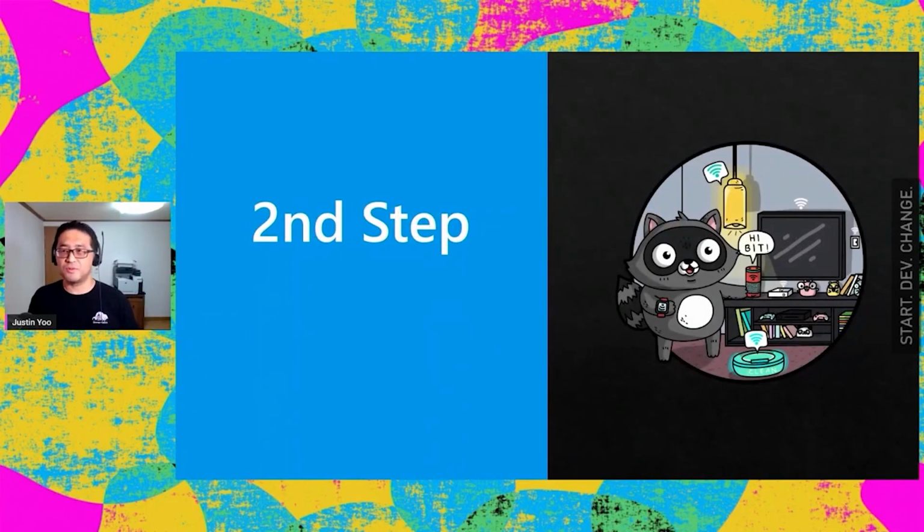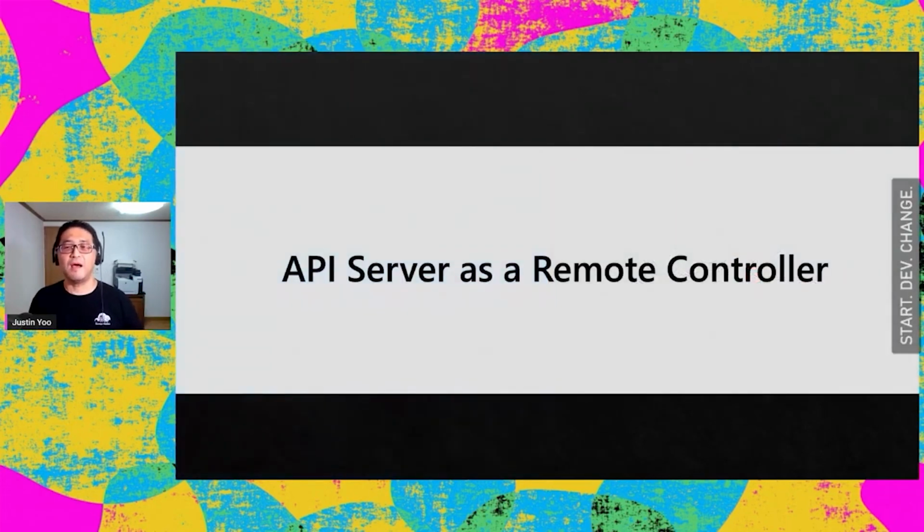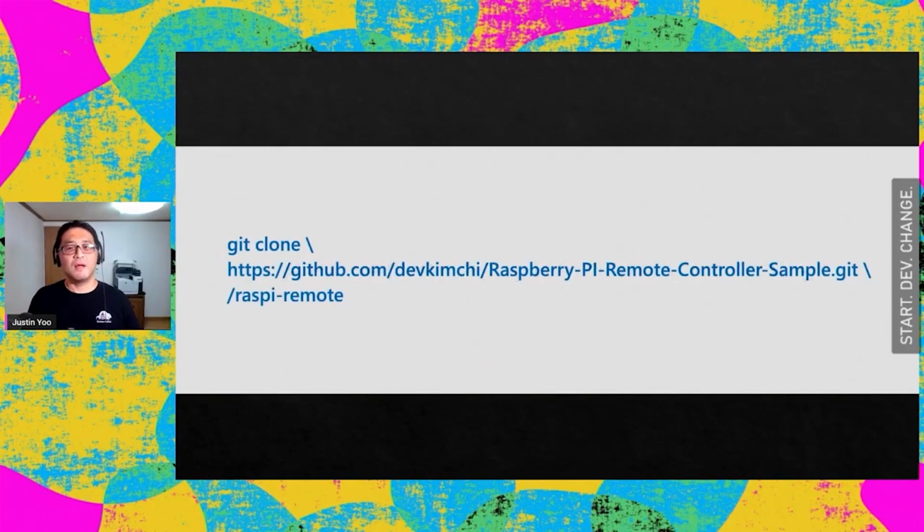I was able to turn my Raspberry Pi into a remote controller, but that's not enough because I still needed to run the command within the Raspberry Pi. So what if I build an API server within the Raspberry Pi to execute my command through an API from outside? So that's the second step. Fortunately, it's super simple.